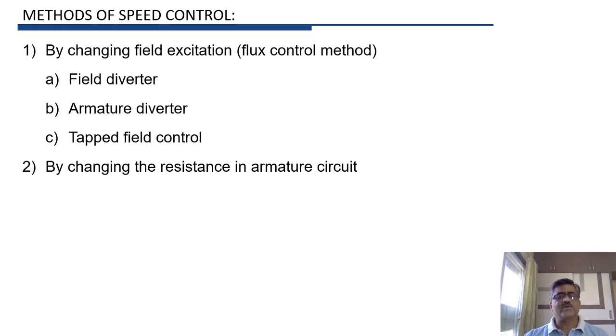Now the second way of controlling speed of DC series motor is by changing the resistance in armature circuit. And the third method is by series and parallel control of two or more series motors. We will now discuss these methods in detail.